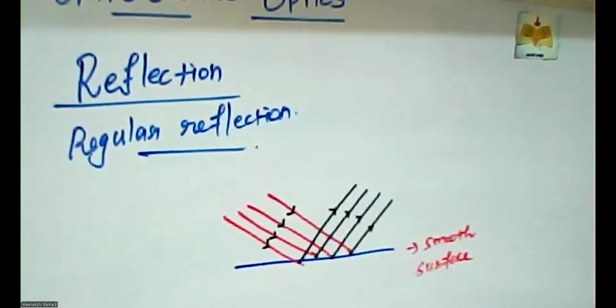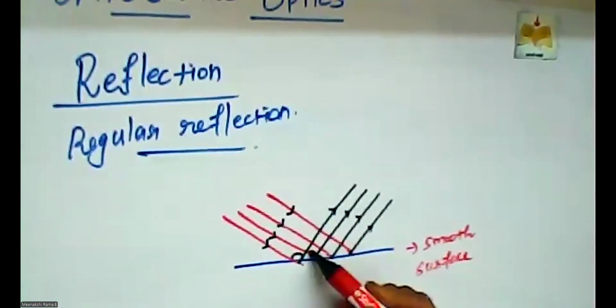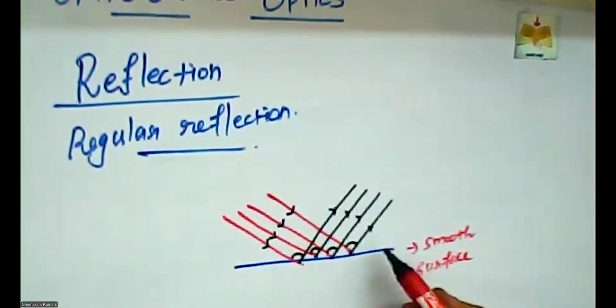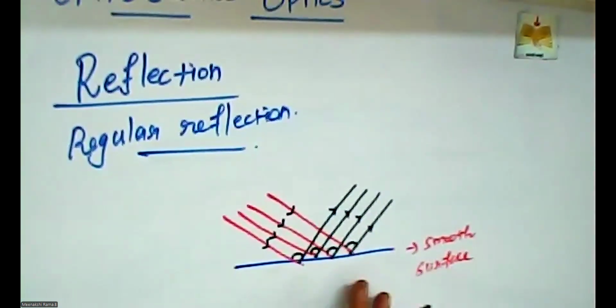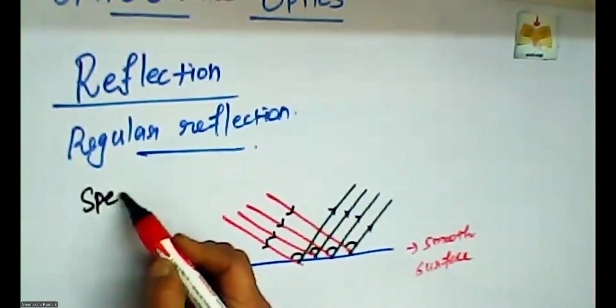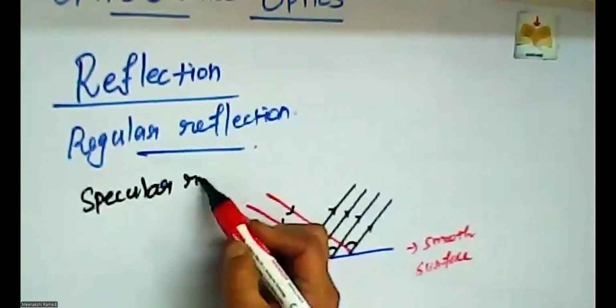So the angle of incidence and the angle of reflection will be equal also, for each and every ray. This is the right formation. Yes, regular reflection follows the laws of reflection. So this kind of reflection is called regular reflection or specular reflection.